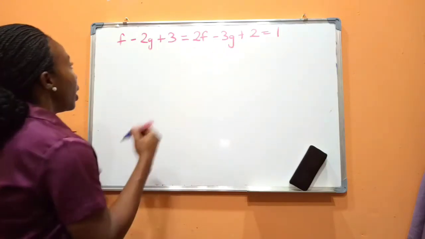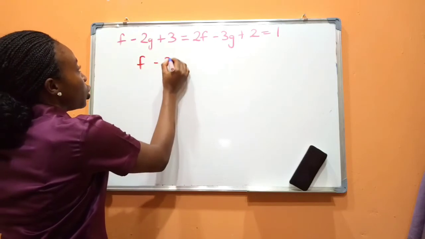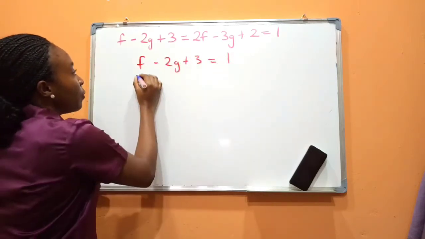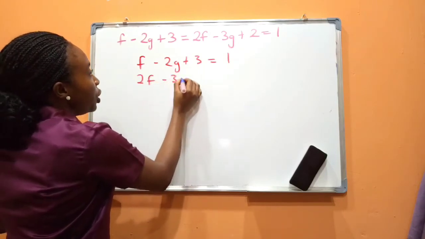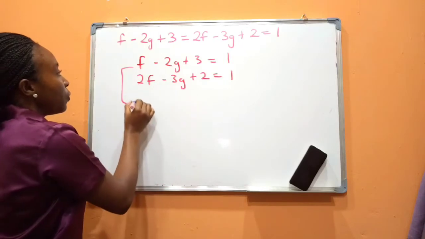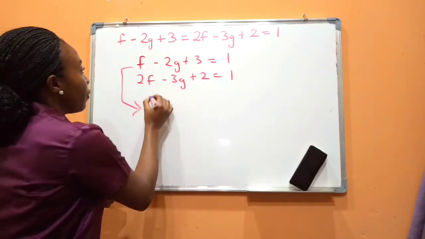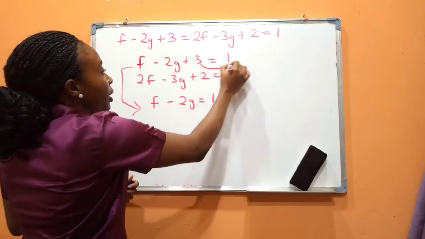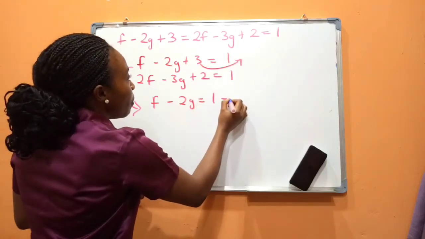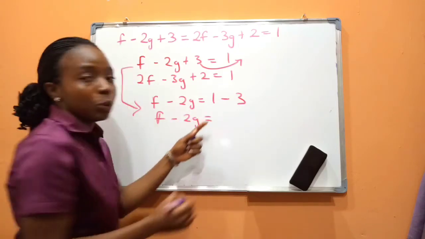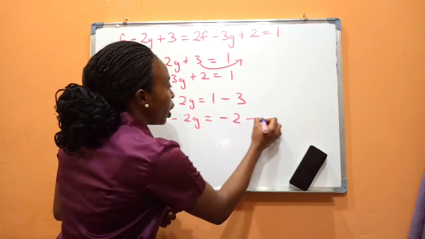So we are going to have f minus 2g plus 3 equals 1, and we have 2f minus 3g plus 2 equals 1. Now, solving for this first one, we are going to have f minus 2g equals 1. Let this come to the right hand side. You have minus 3. f minus 2g equals minus 2. So we have equation 1.